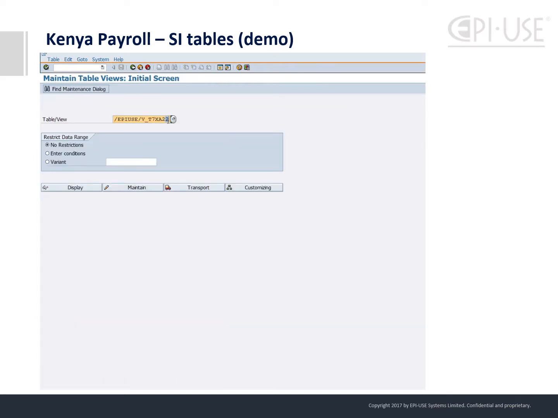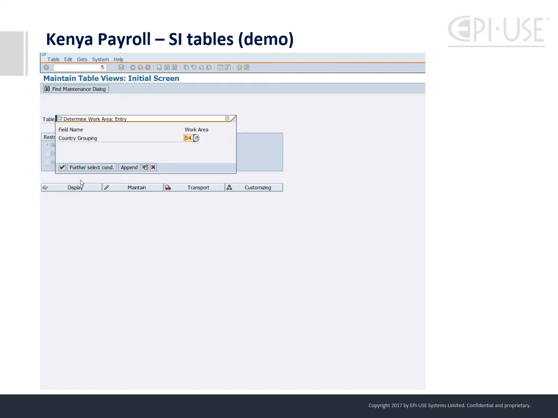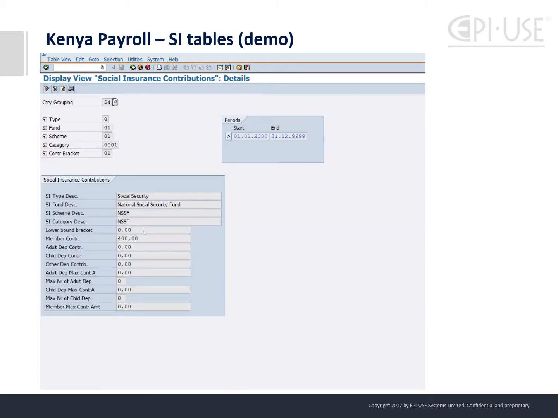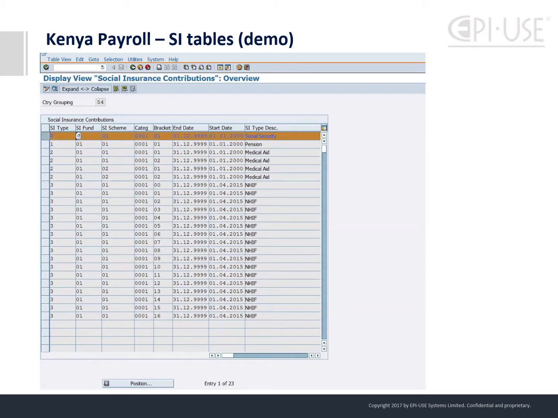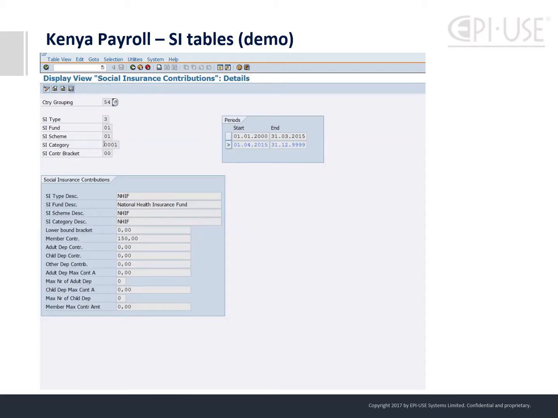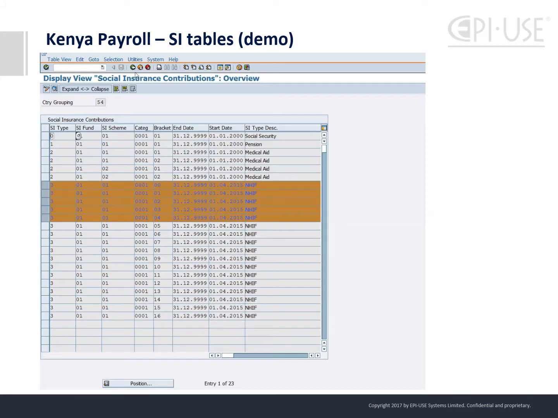Then if you look at another table, table 23, we find in here, for example, Social Security. We find in the member contribution, if there were other contributions, we would find it here. And in the case of NHIF, there are different brackets again. Let's just look at a couple of them. You can see there's a bracket that's 150 member contribution, and it increases as the bracket increases. Also again, different dates.